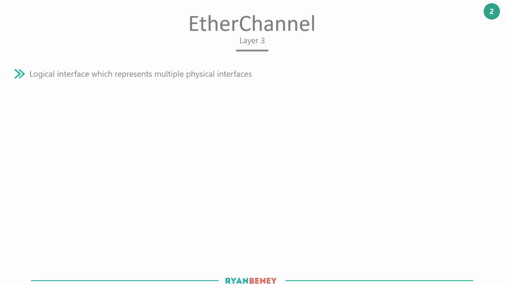So Etherchannel, as I said before, I'll mention it again, is a logical interface which represents multiple physical interfaces. And effectively we're just turning the port from layer 2 to layer 3. So that's all we're doing here, and it warrants a bit of discussion around what I mean by that. Let me just bring up a pen, it's important that we take a time out and have a discussion about what I mean by layer 3.